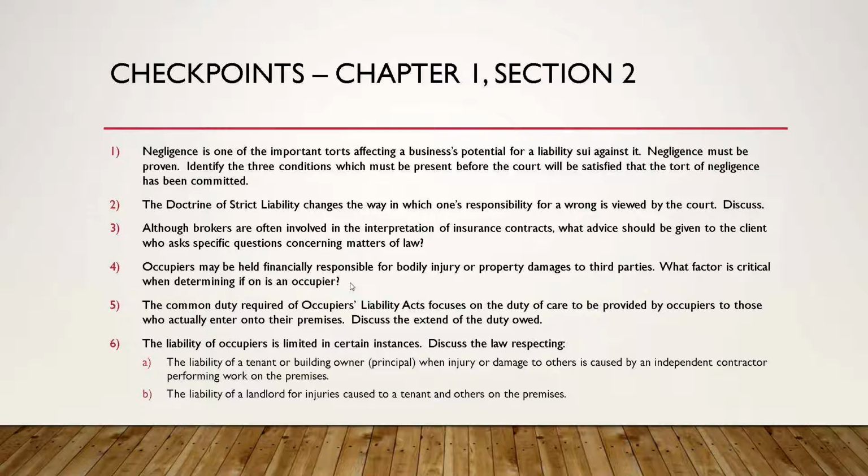If the work being contracted for is inherently dangerous, if the tenant or building owner provided defective equipment, or if the tenant or building owner completely directs exactly how the work is being done. In those three situations, the tenant or building owner principal would be liable.